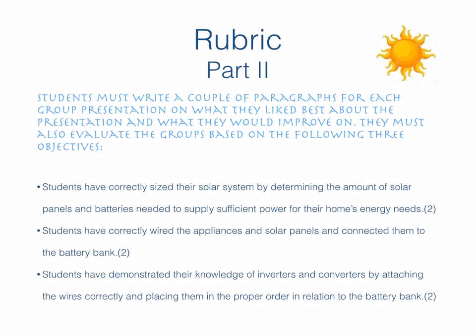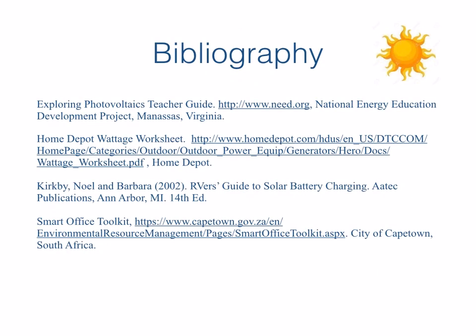And then more specific on Part 2, they have to write a couple of paragraphs for each group presentation on what they liked best about the presentation and what they'd improve on. And they must also evaluate the groups based on the following 3 objectives mentioned at the beginning of this presentation, worth 2 points each, for a total of 10 points. And that's it.